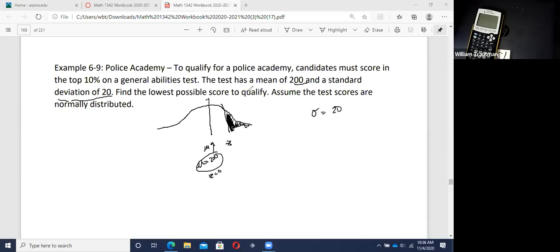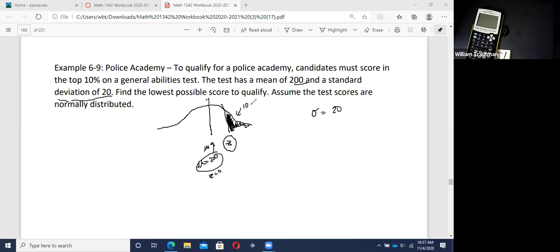Find the lowest possible score to qualify. So we need to find the z value. First, we need to find the z value. Oh, this is a good one. We need to find the z value and we need to find the score. So the score is going to be more than 200. If the average is 200 and we're in the top 10%, it's got to be more than 200. So this is going to take some knowledge from 6.1, and you guys haven't watched 6.1 yet. Maybe you've watched it, but you haven't done the homework.